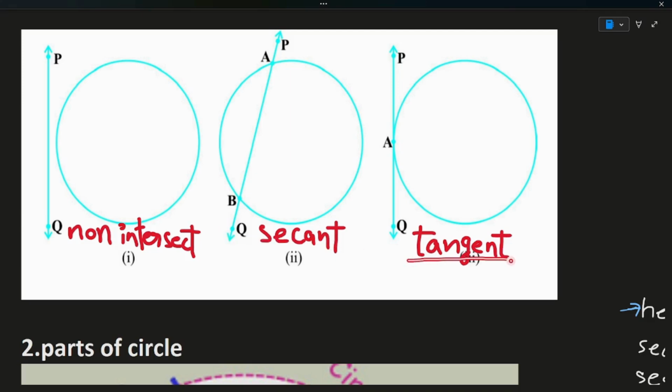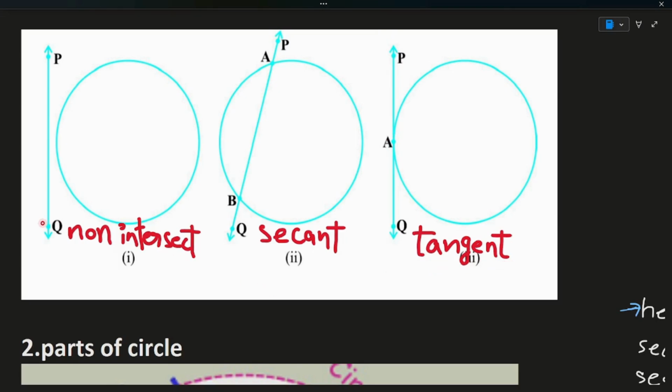Then coming to the tangent. Carefully observe the third figure. Line PQ is not going through the circle, and it's not out of the circle either. It is just slightly touching the circle. So I can call this kind of line a tangent.